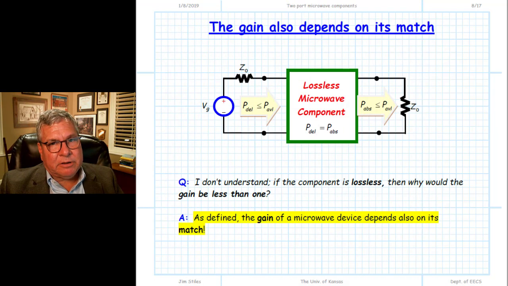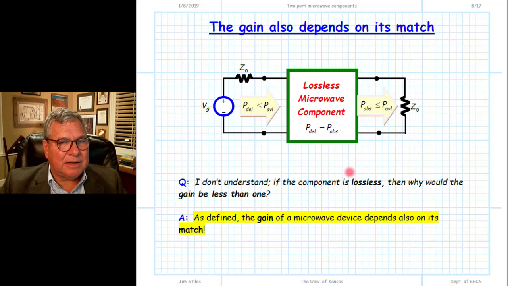So this causes a little bit of confusion. We define our gain as the ratio of the power absorbed by a matched load to the power available from our matched source, and we find the value can be less than 1, even though the microwave component itself is lossless. Why would the gain, defined that way, be less than 1 if the device is lossless? Remember, if we define the gain as a ratio of the absorbed power to the delivered power, the gain will be equal to 1 exactly if we have a lossless device. But if we define it as the ratio of the absorbed power to the available power of our matched source, we can find the gain is less than 1 even if we have a lossless device, and that causes confusion.